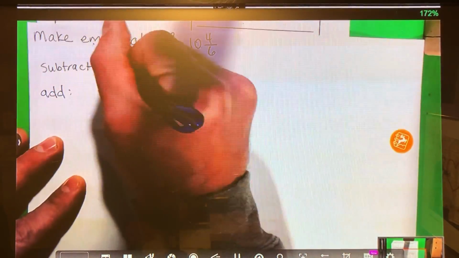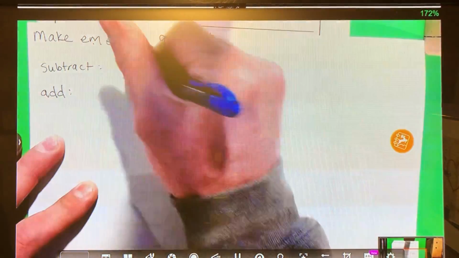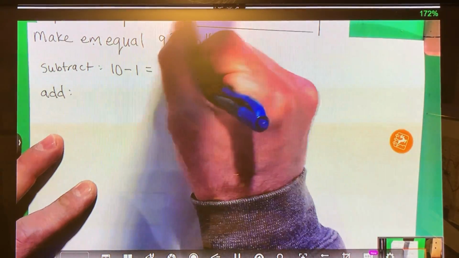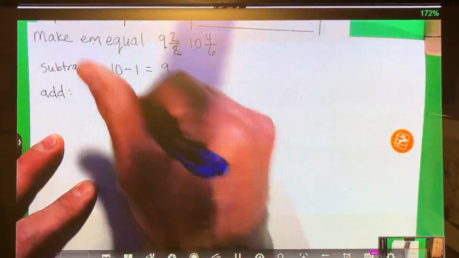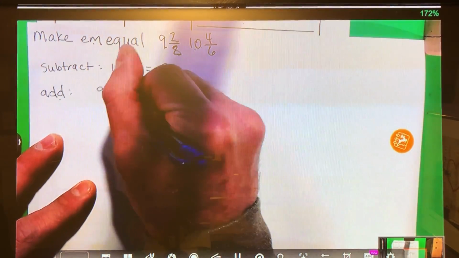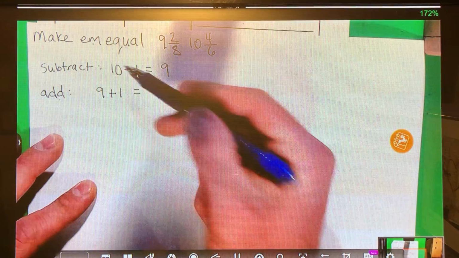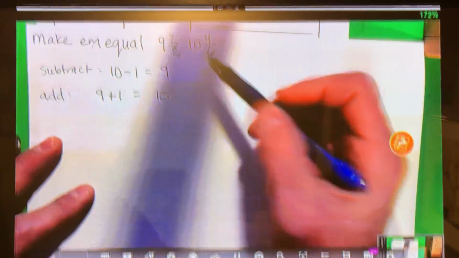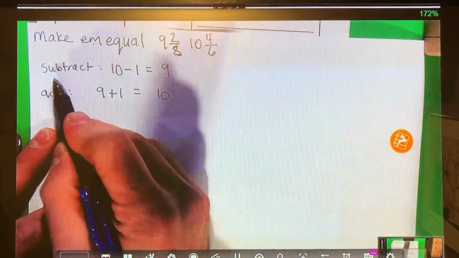And when you go to subtract, you're subtracting something from 10 to make it 9. So in this case, you can say 10 minus 1 equals 9. Okay? Or you could add and say 9 plus 1 equals 10. But just choose one, okay? Do you want both whole numbers to be 9, or do you want both whole numbers to be 10? Okay, let's just go ahead and make both whole numbers 9.